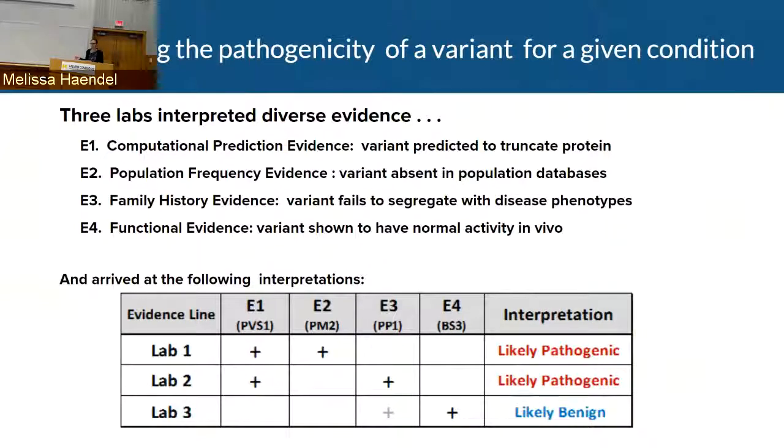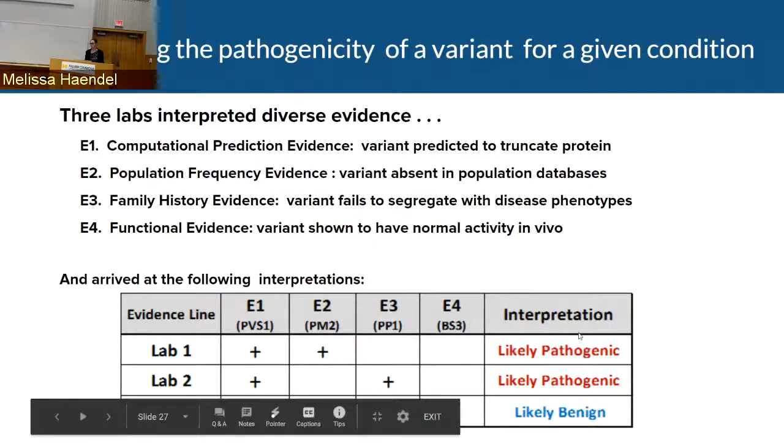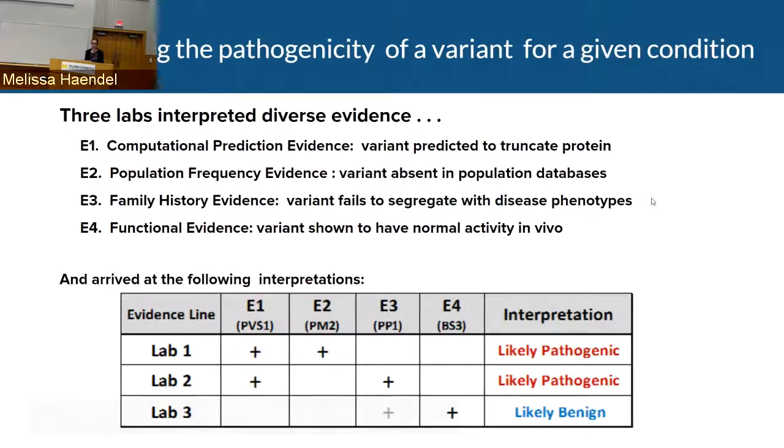But what we find when we look at the data is that the different labs will use different evidence lines and come up with different interpretations. So lab one here might say that I've got computational prediction evidence and population frequency evidence, but not the other two kinds, and then declare it to be pathogenic. Whereas lab two might have the first type of evidence, but also family history evidence. And then lab three might have only functional evidence, and so that lab calls it benign.